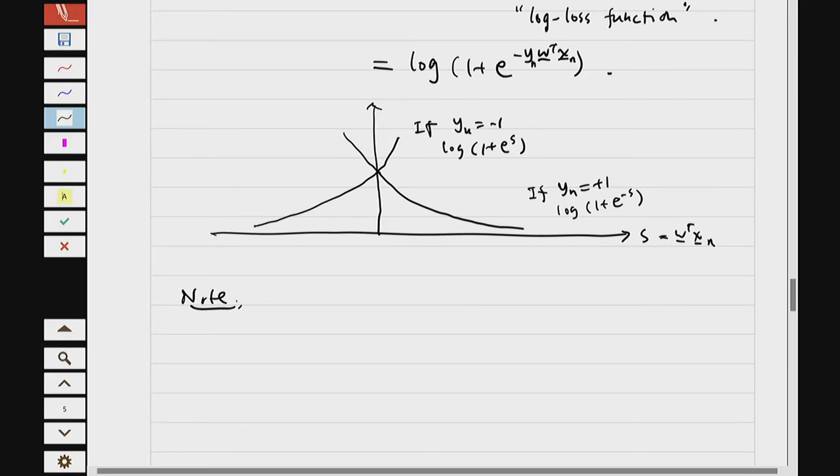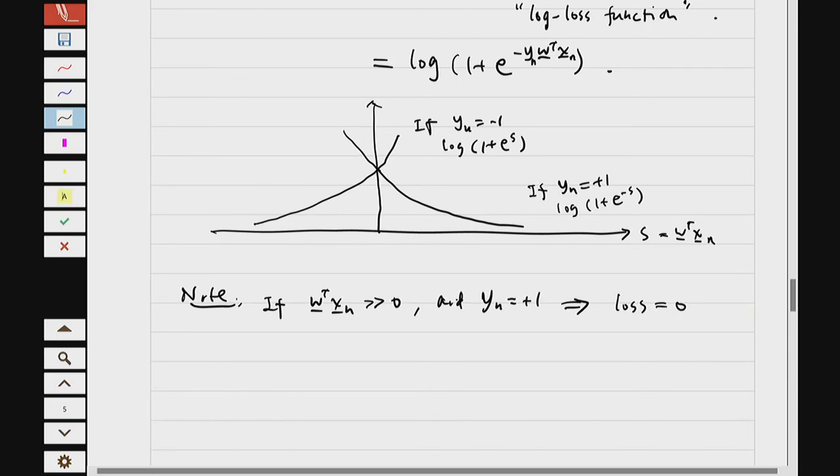One thing to note, let's look at the extreme case. So we know the two sides. The extreme case, if s is much greater than 0, and y_n is plus 1. The true label, remember, y_n is the true label. Then what is the loss in this case? Our e_n, the loss, is equal to 0.